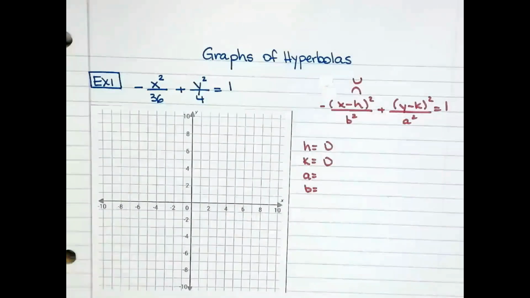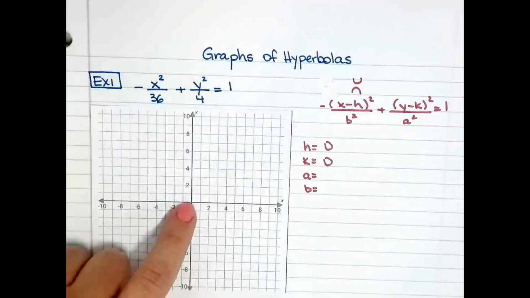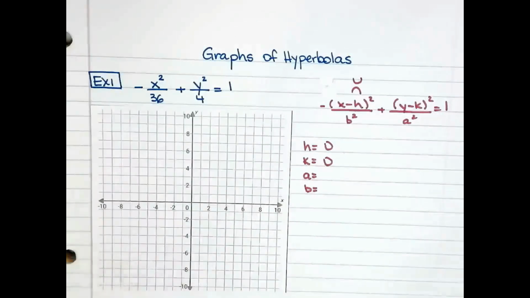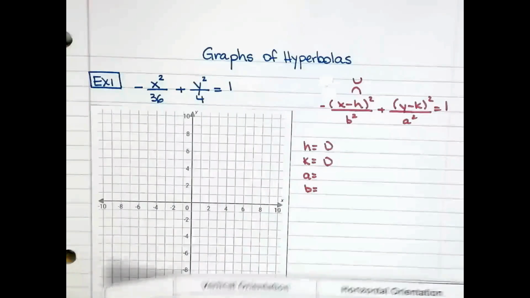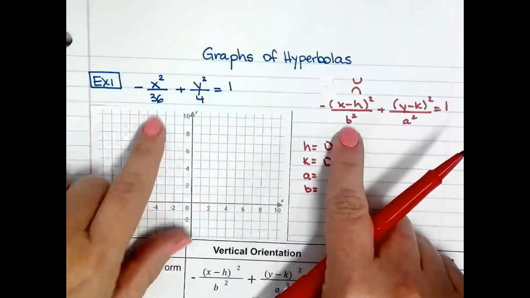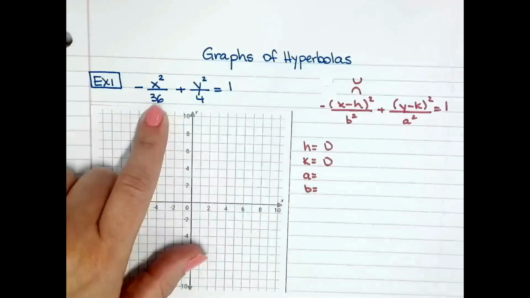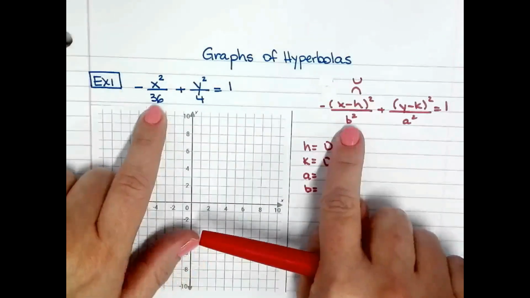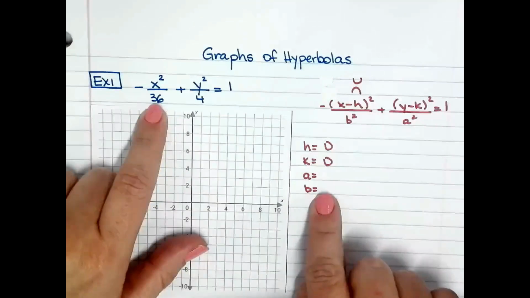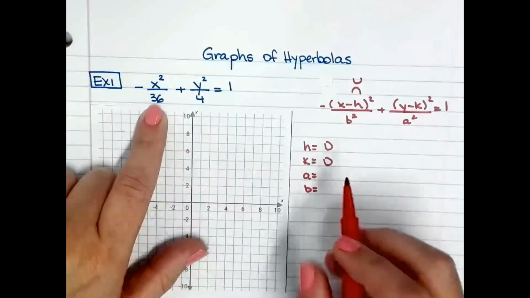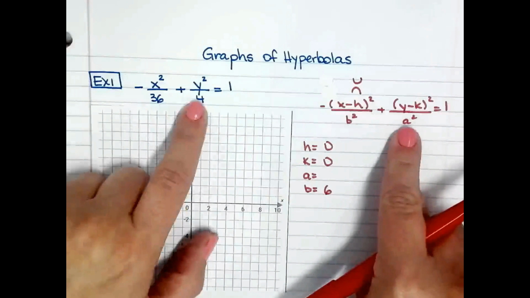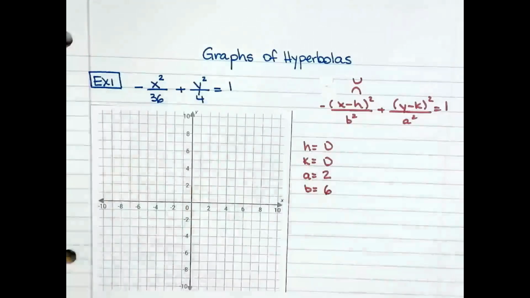So I know, if anything, my hyperbola is going to start right there at the origin. Now, I know b squared is under x squared. So if b squared is right there, 36, that leaves me with b being 6 and a being 2. Okay, so far so good. But now, what do I do with all this?